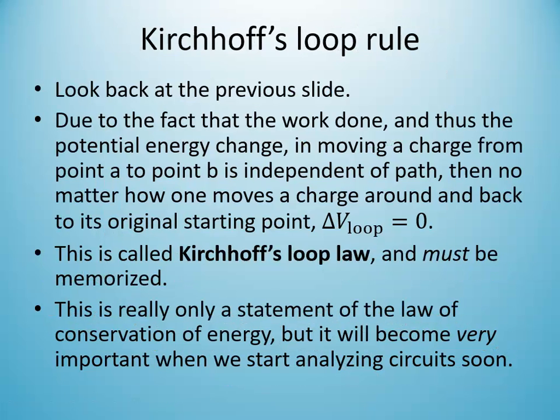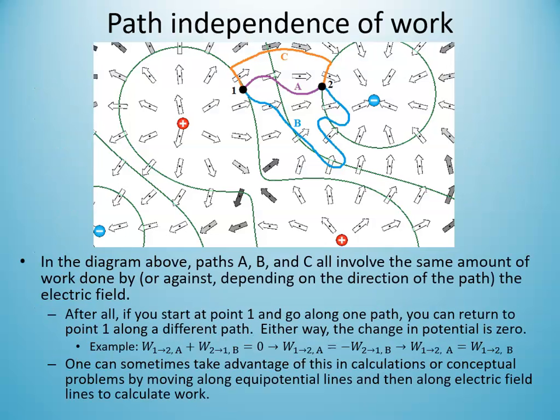This itself brings about a very important law called Kirchhoff's loop law, or Kirchhoff's loop rule. You must memorize this. Going back to this picture, I could start at point 1, go along path C, get to point 2, and then come back along path A, or along path B, or along any other path that would take me back to point 1, and the change in electric potential would be 0.